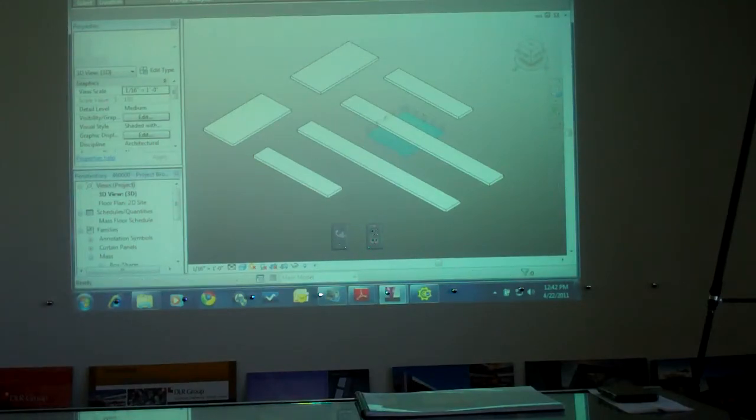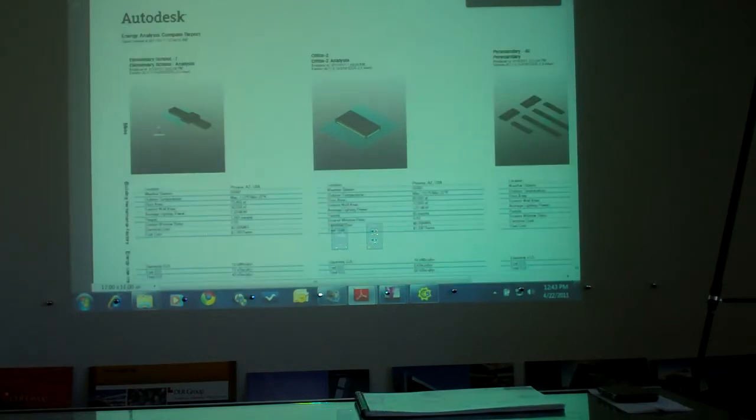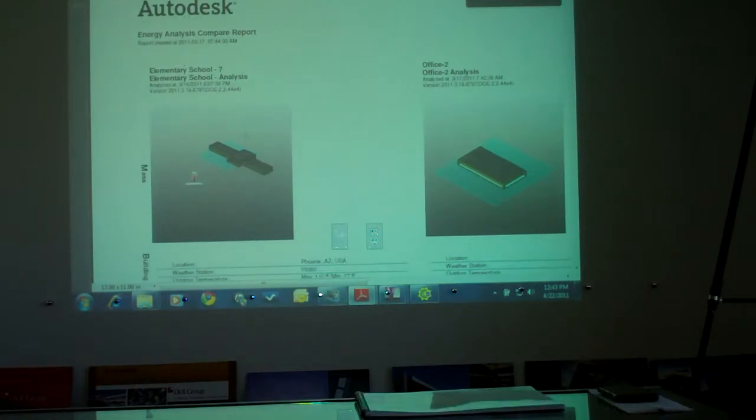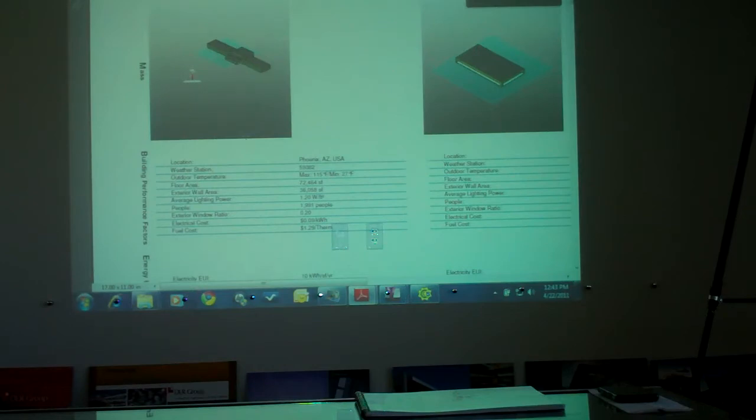Once you do that, all you have to do is hit Analyze Model. And it's going to run through and analyze the model and give you an energy output which would look similar to this. It's slightly smaller. Is it readable? Is it too small? Okay. So what I've done here, I've just compared all these three different building types side by side on that report.